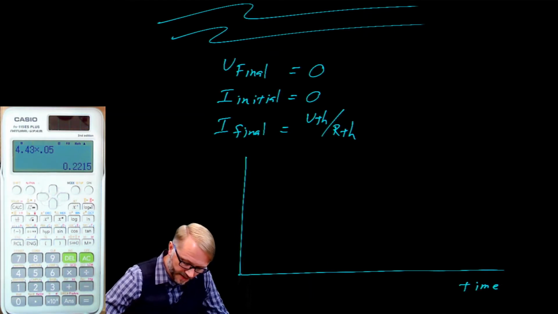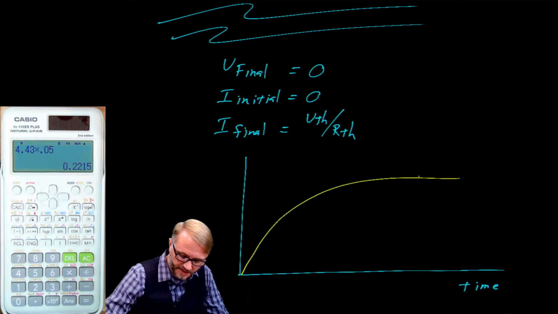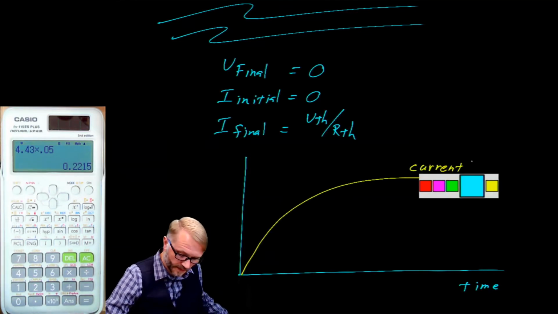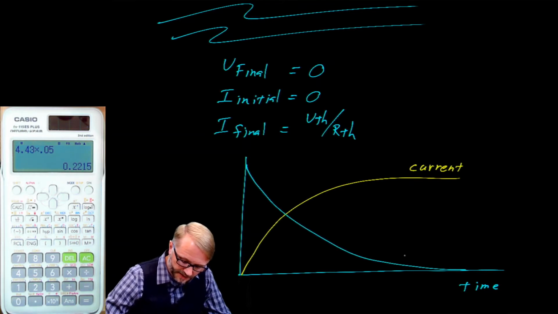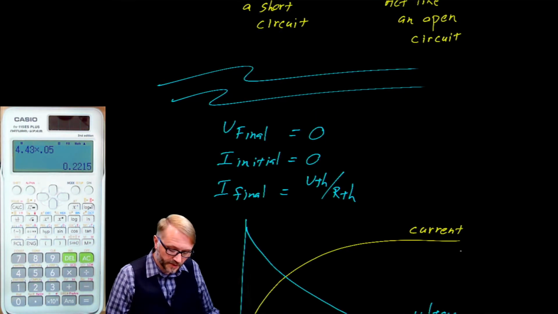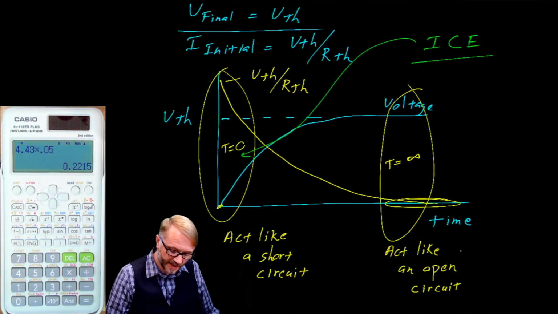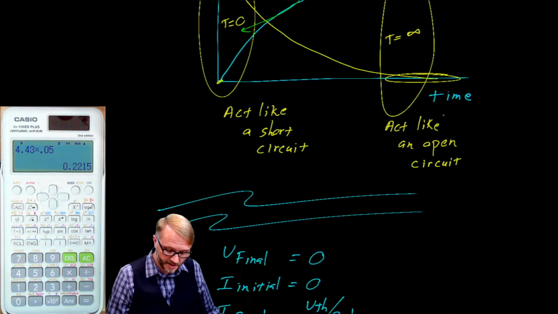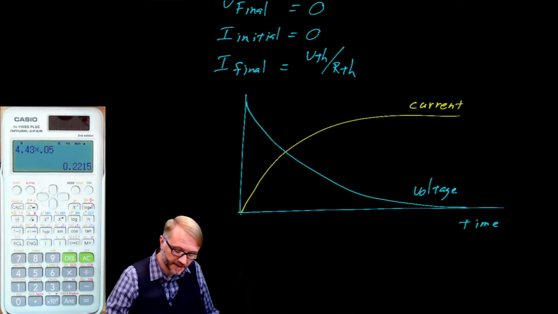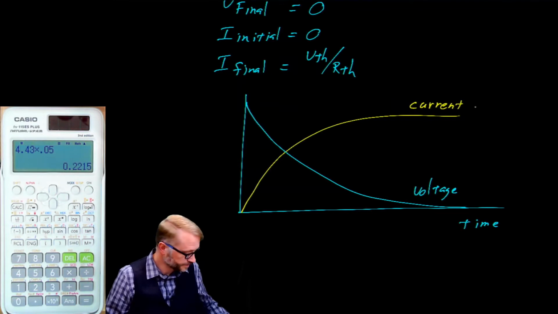We would have the current on the inductor, and we would also have the voltage on the inductor. You notice this is completely opposite of the capacitor, where the capacitor started voltage at 0 and then increased. The inductor started current at 0 and then increased.